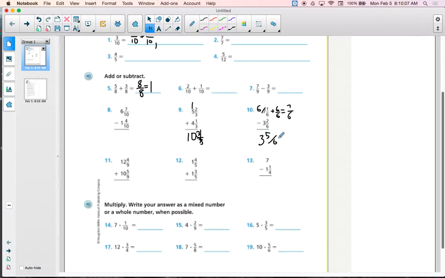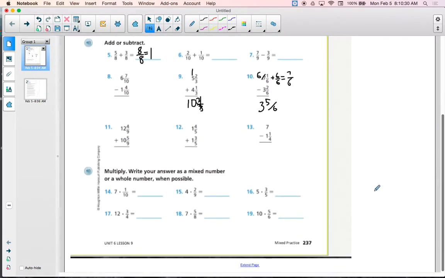Okay? So I've shown you a situation where when you add, you get a fraction greater than 1. And I've also shown you a situation where if you have to subtract, the fraction is smaller, you need to borrow and subtract, okay? So try these last problems and see how you do. Write your answer as a mixed number or a whole number when possible.